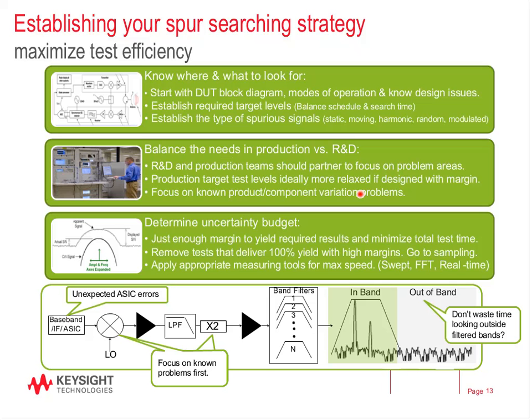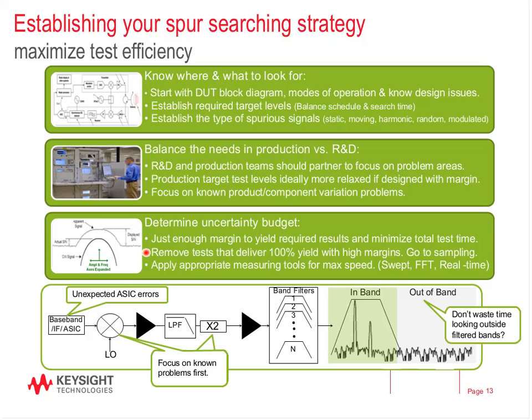And like I said earlier, you want to keep production focused on problem areas and the variation in the product, as opposed to something that's repeatable and maybe has a large amount of margin. That goes to the last point here: determine your uncertainty budget. You want to set up your strategy so that you're testing with just enough margin to yield the required results, because you don't want to stretch out your test time if you don't have to, since that wastes everyone's resources.